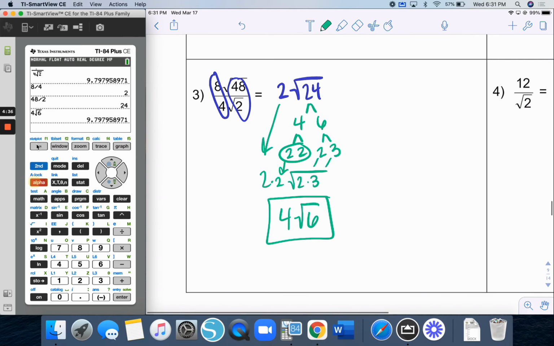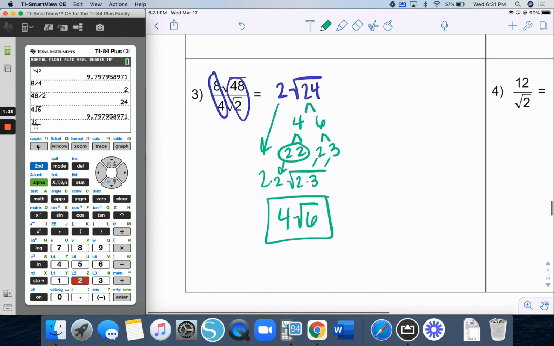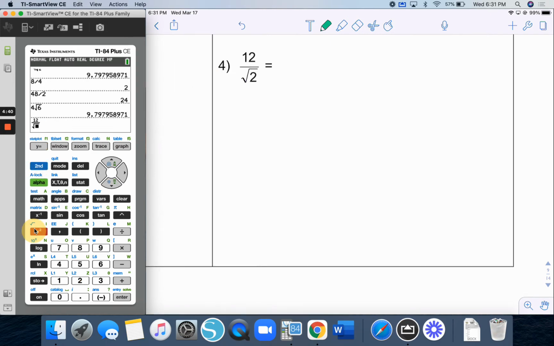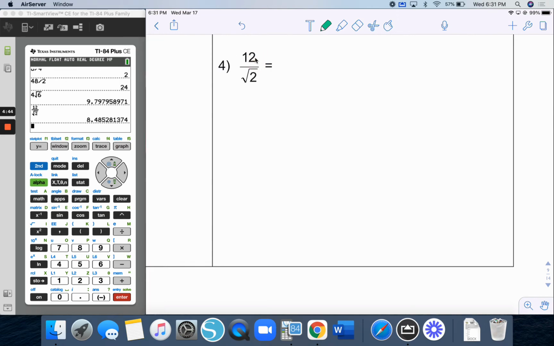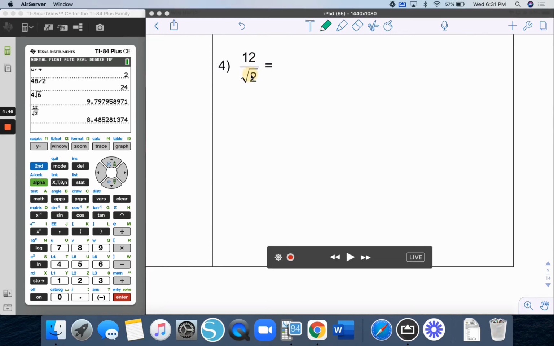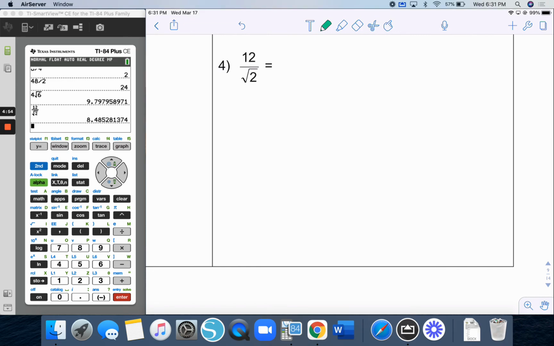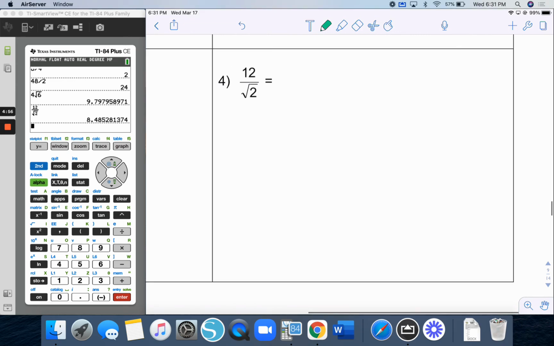Number 4, if we do a quick check, 12 divided by the square root of 2 is not going to work out. Now up top we have a plain number, we have a square root in the bottom. We don't have square roots on both. We have one that's on the outside and one that's on the inside, which means I cannot combine these. So what I'm going to do, this is called rationalizing the denominator.